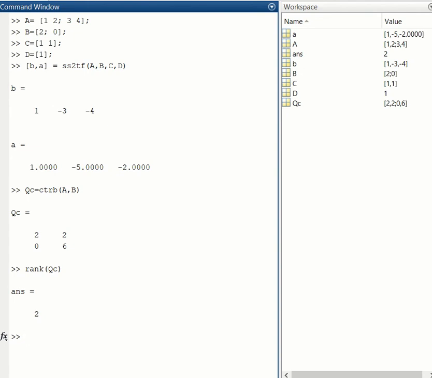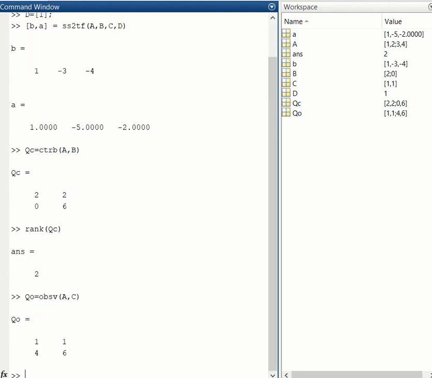Likewise, we can find the observability matrix QO with the command obsv, and we normally use the matrices A and C for this. So QO comes out to be the 2 cross 2 matrix given as follows. And in theory classes we learned that QO was given by an expression in matrix form as the row matrix C, CA, CA^2 up to CA^(n-1).